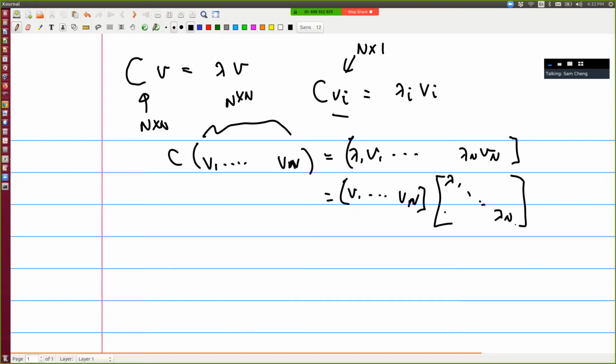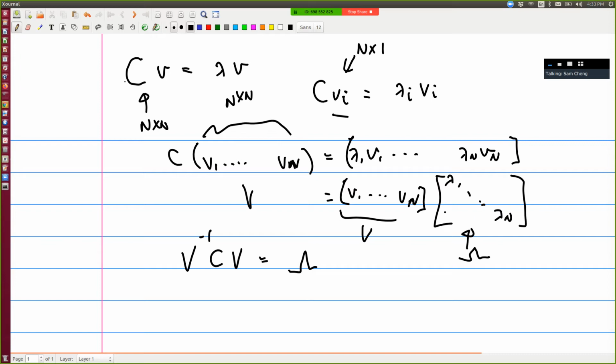So this is the same thing. Maybe I call both of them big V here. Then you can see that I have C V V inverse equal to lambda, where lambda is a diagonal matrix. So basically the eigenvectors will diagonalize a matrix, assuming C is a symmetric matrix.